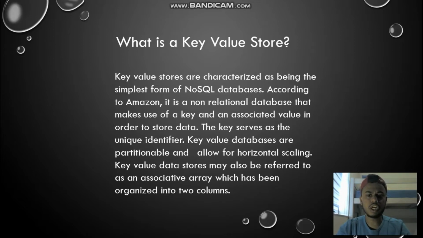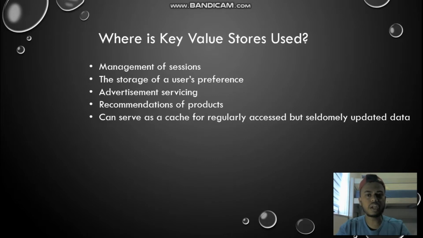Key-value data stores may also be referred to as an associative array, which has been organized into two columns, namely the key and value column. Where are key-value stores used? Key-value stores are used in the management of user sessions, the storage of a user's preferences, advertisement services, recommendations of products, and can serve as a cache for regularly accessed but seldom updated data.